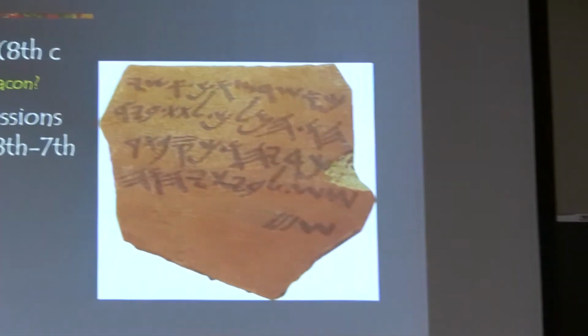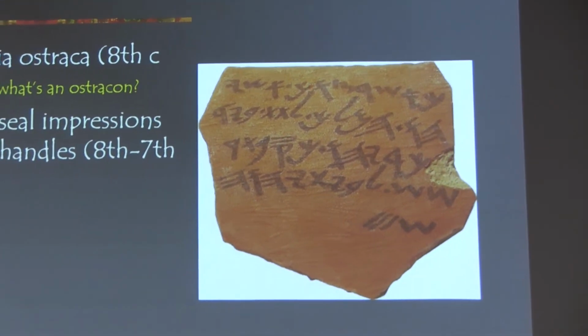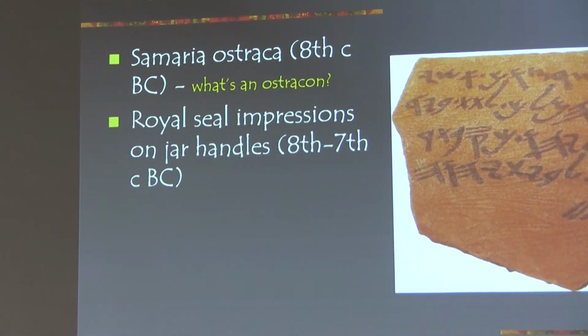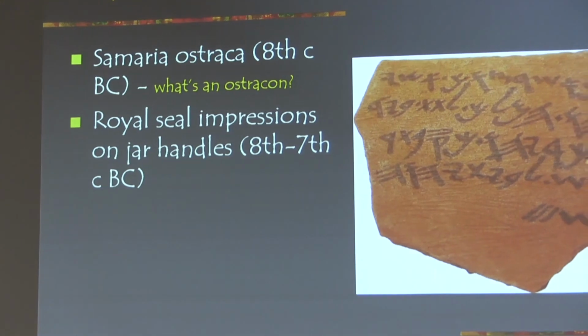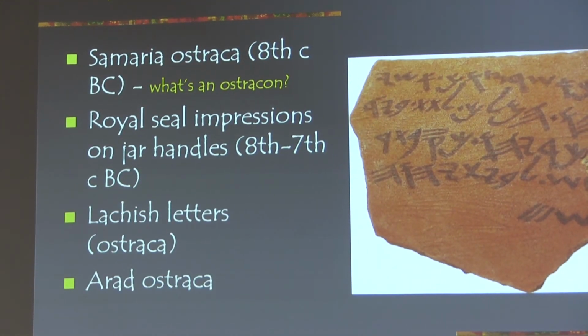From the place called Samaria. We'll see where that is later. Some ostracon looks like this. There are, well, more pottery, jar handles, jars used to convey all kinds of things, oil, wheat, etc. And sometimes these jar handles would have royal seal impressions or just seal impressions on them.